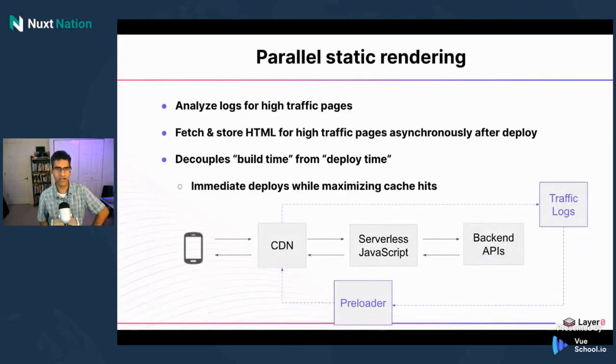Finally, before we move on, there's another technique called parallel static rendering. In this technique, you basically allow the system to serve the pages dynamically. Then at deploy time, the system will analyze the traffic logs and decide what the most high traffic pages are, and it will fetch and render those asynchronously after the deploy. So you have a deploy, and then it goes through and says, let me make sure I render all the most important ones. If something comes in that's not one of those, you still just render that on demand. And this effectively decouples the build time from the deploy time. So you get immediate deploys while maximizing cache hits.